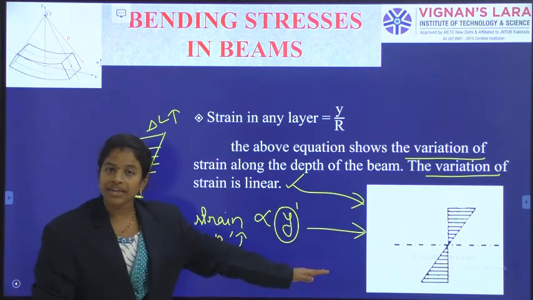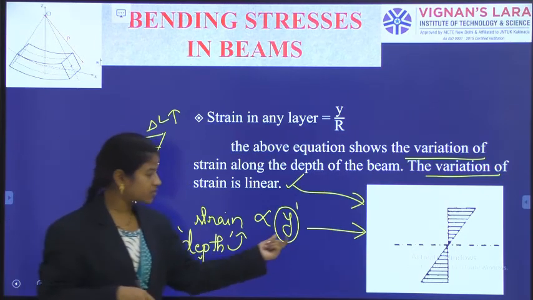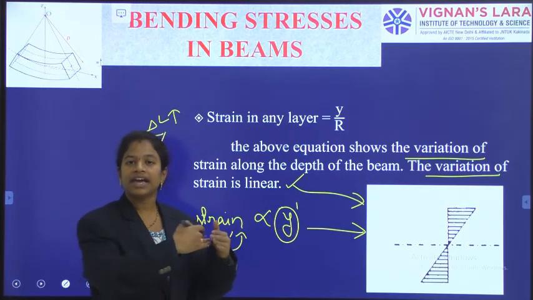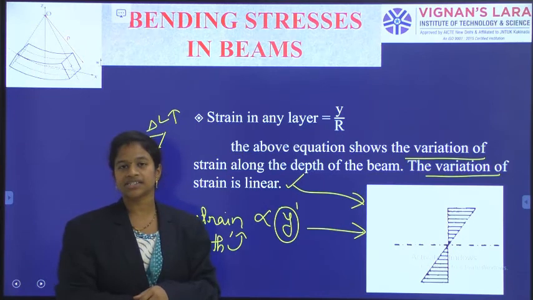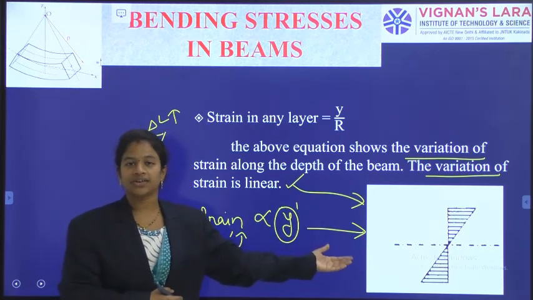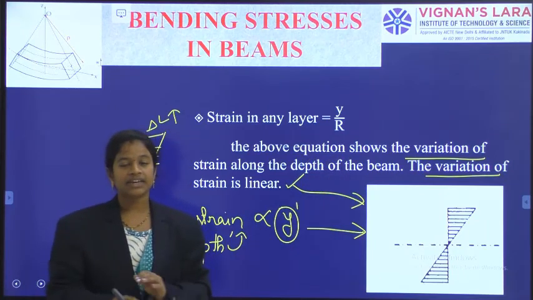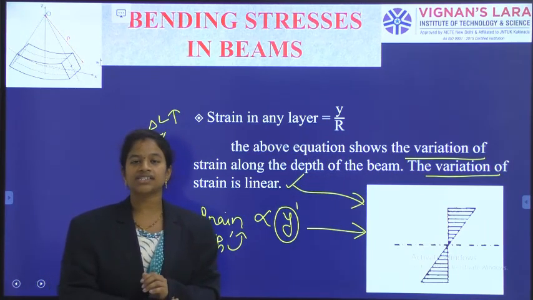Why is this happening? Because any layer that is very far from the neutral layer will have the maximum change in the dimension, and maximum change in the dimension causes maximum strain. Okay, in this way I am generating the strain variation along the depth. In the next class we will generate the stress variation along the depth.